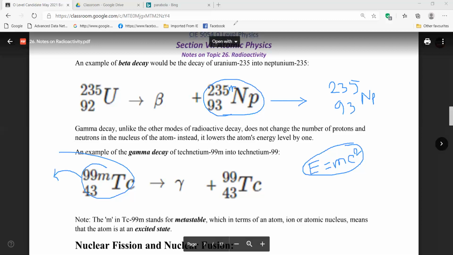So what we learned today, just sum up, then you finish. I learned how alpha, beta, and gamma decay occur, and the deflection of alpha, beta, and gamma particles. And in the case of gamma decay, how energy is released due to mass defect.